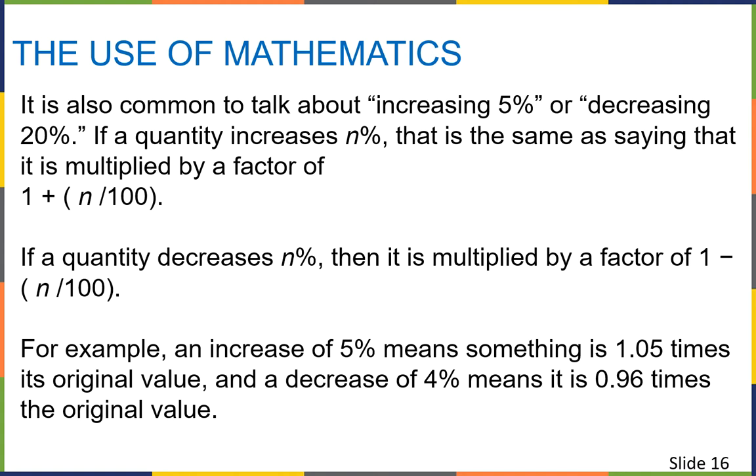So percentage means per 100. And you probably all have a good feel on that. So if you have a 50% off of a 50% off, how much total is taken off? 25, because it's half of half.